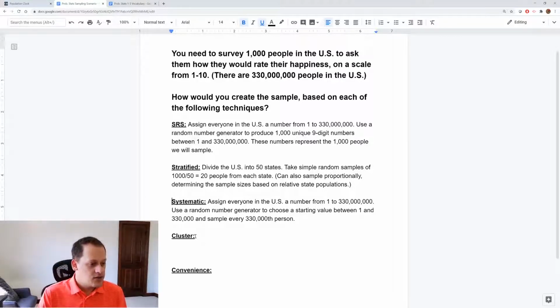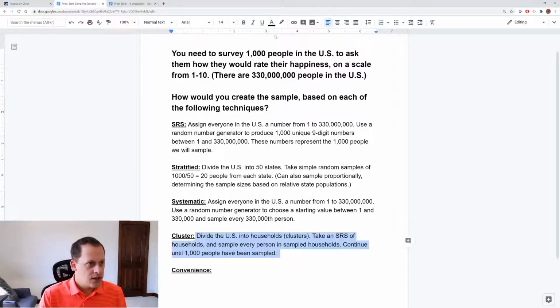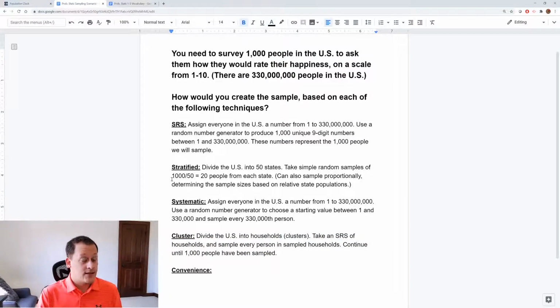All right, cluster sampling. Remember, for larger populations, cluster sampling tends to be one of the easier, more reasonable ways to sample. So let's see here. We could divide the US into households. Now, households are very small clusters. They only have anywhere from 1 to 10, 15 people at the very most. I don't know, if you've got multi-generational homes, there could be a lot of people in there.